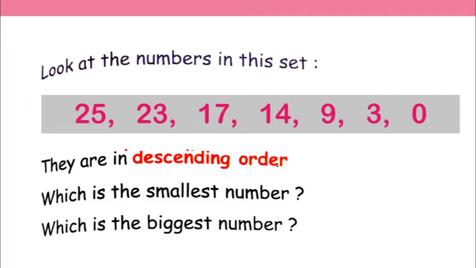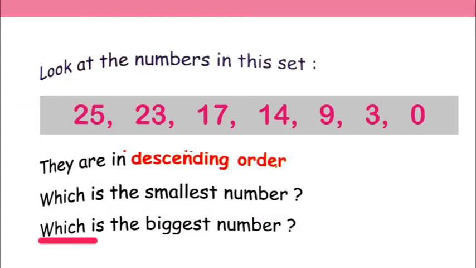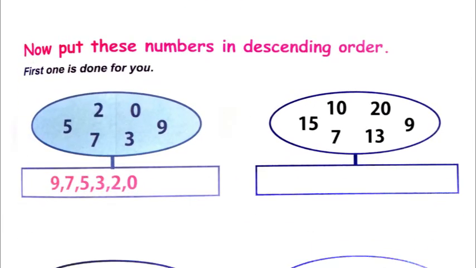Okay, the first question is, which is the smallest number? The smallest number is the last number. Which is the smallest number? 0. Yes, 0 is the smallest number. Which is the biggest number? That is the first number, number 25. So it is the biggest number. Right. Now let's see what they want us to do.